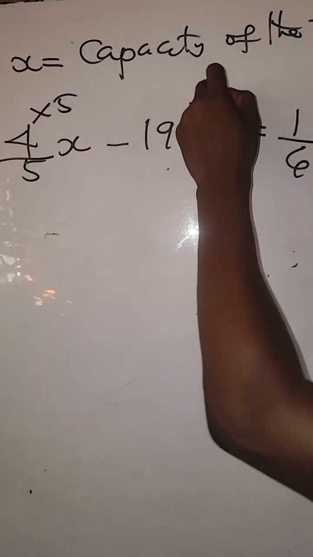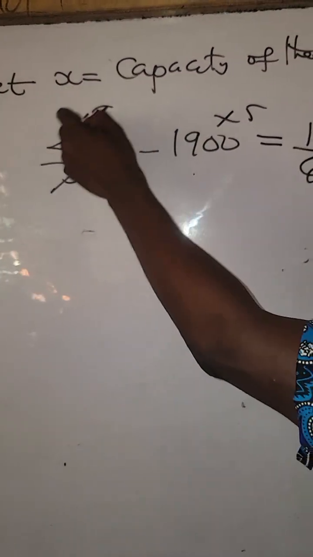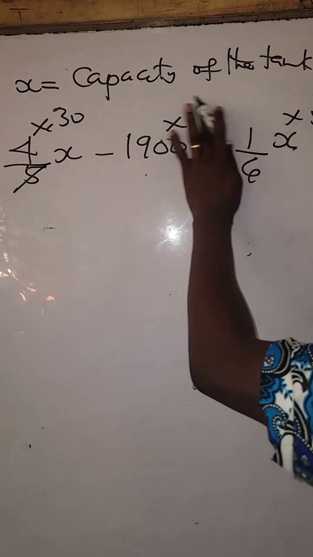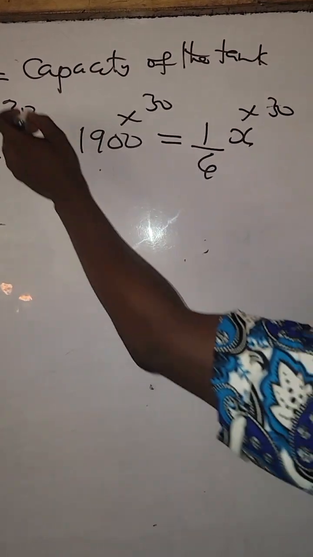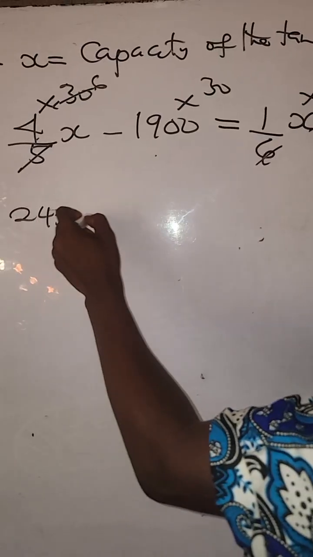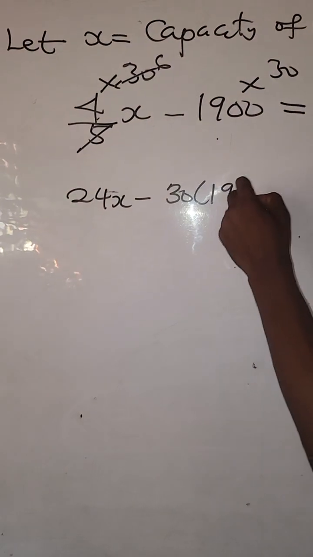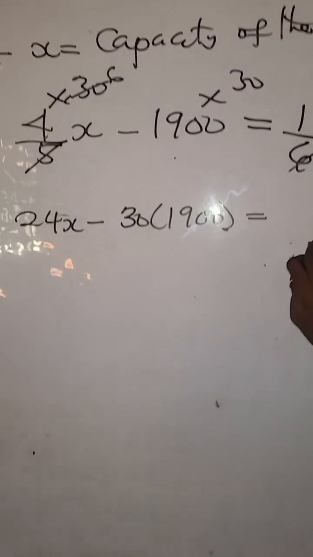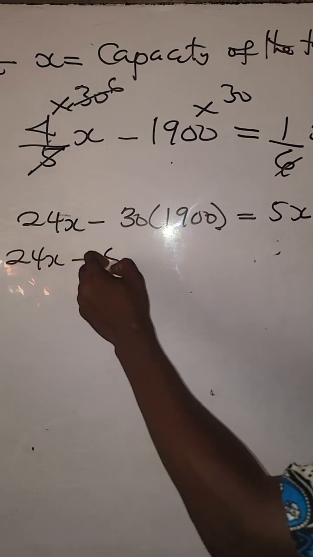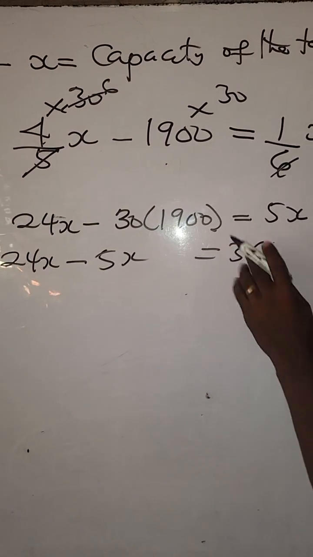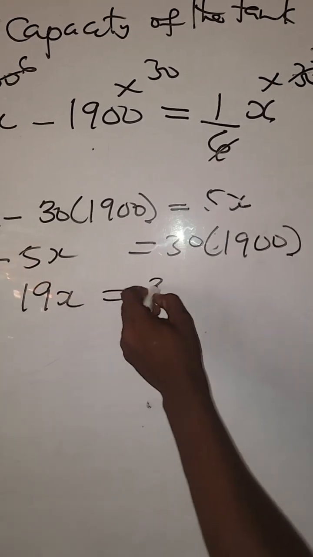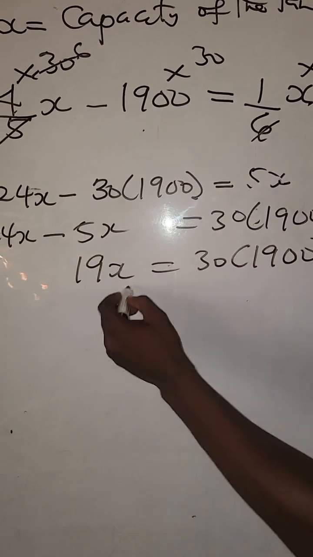Let me use the LCM 30. 30, 30, 6, and then 5. So 6 times 4 is 24x minus 30 times 1,900, and that's equal to 5x. So I can say 24x minus 5x is 30 times 1,900. And this is 19x is 30 times 1,900.